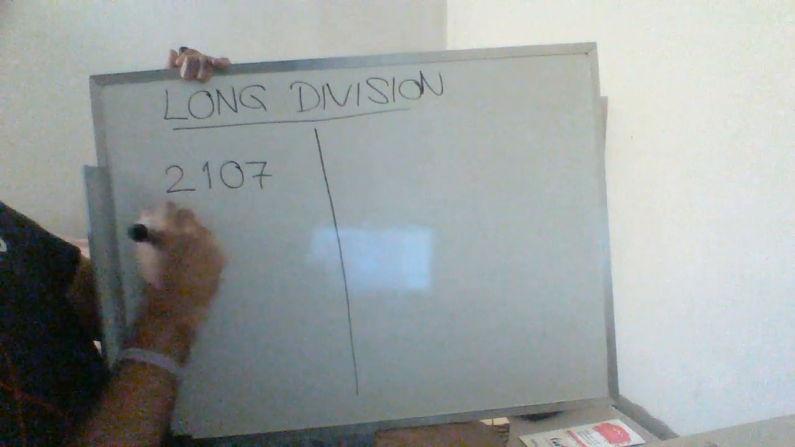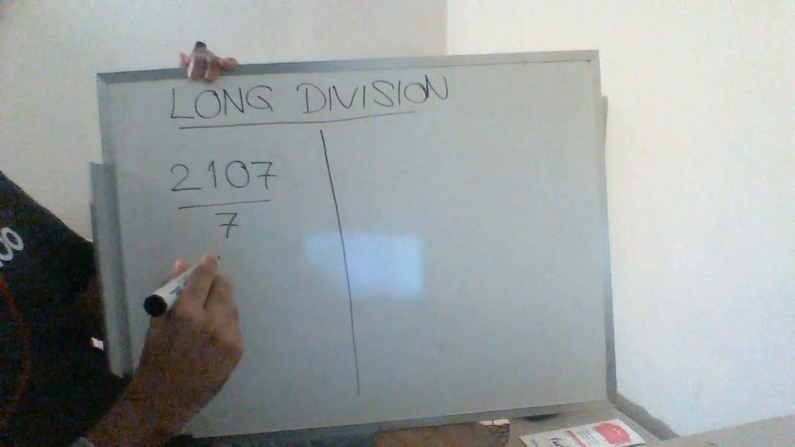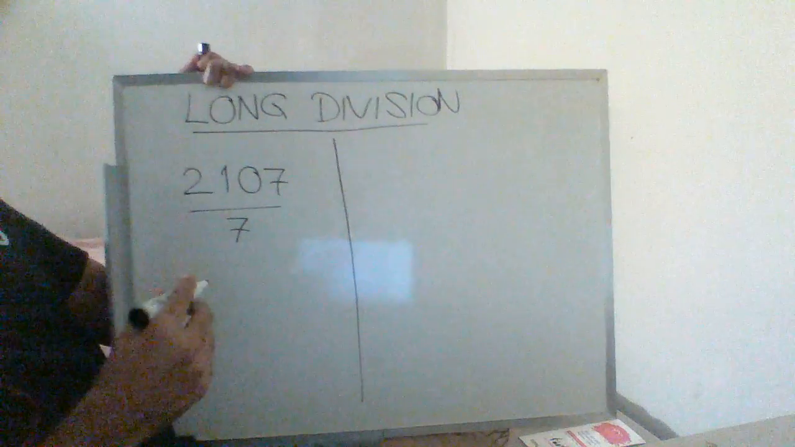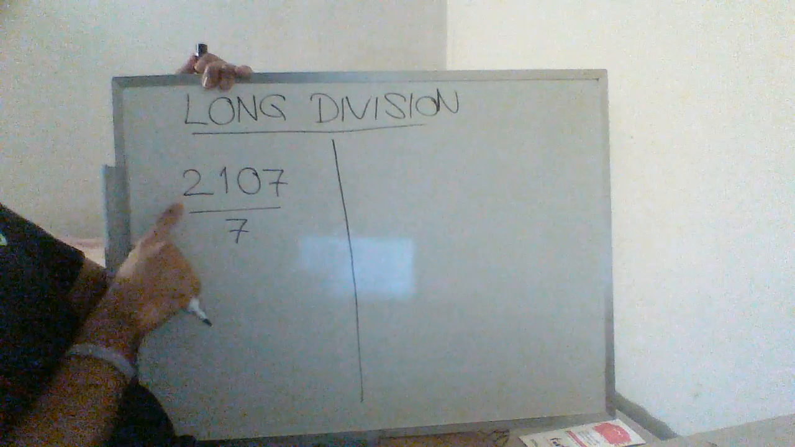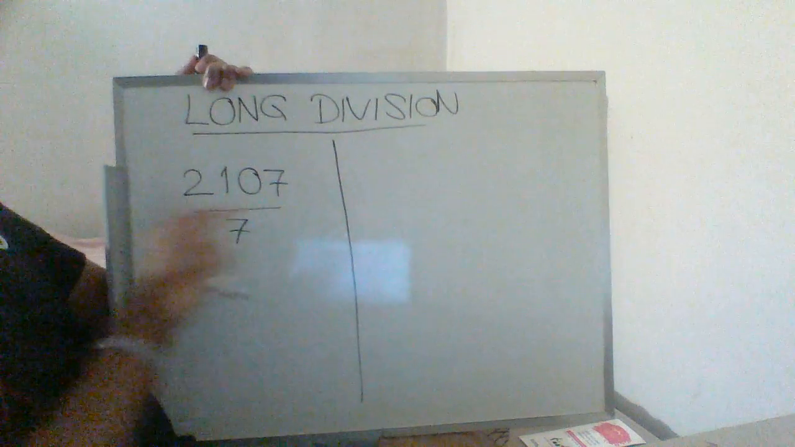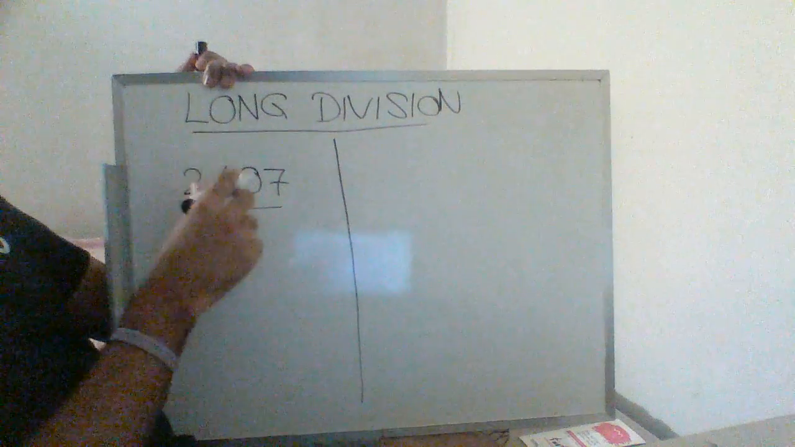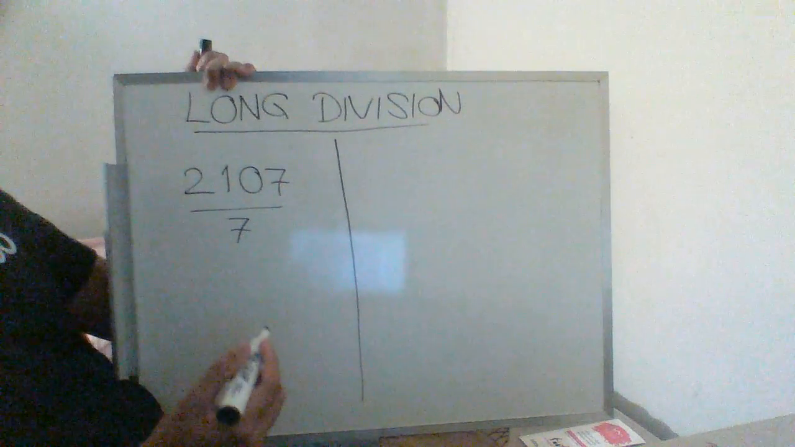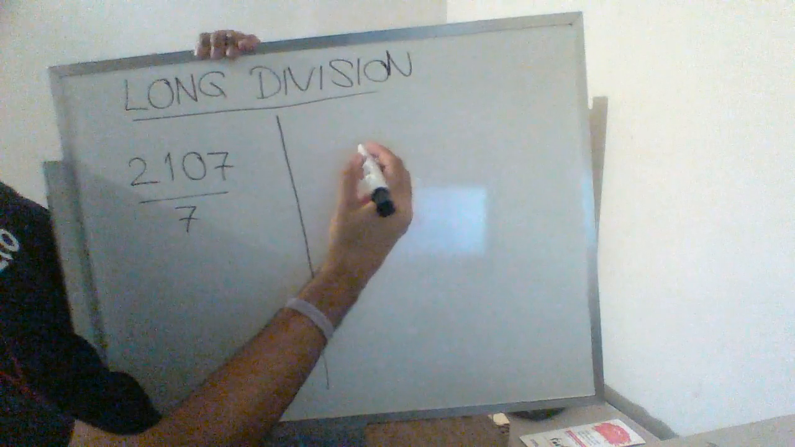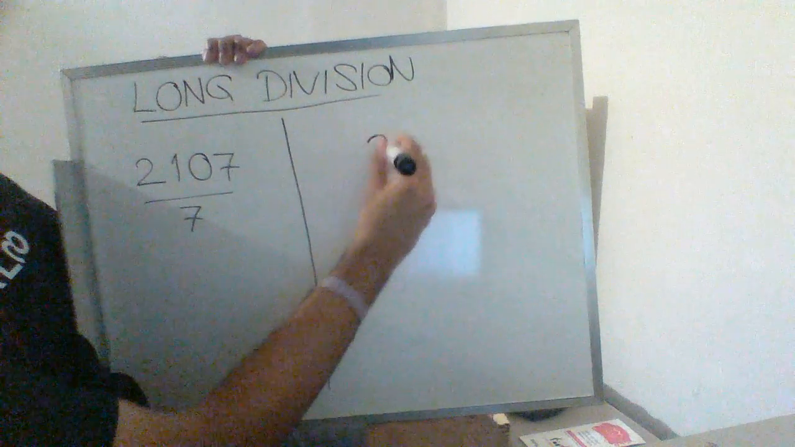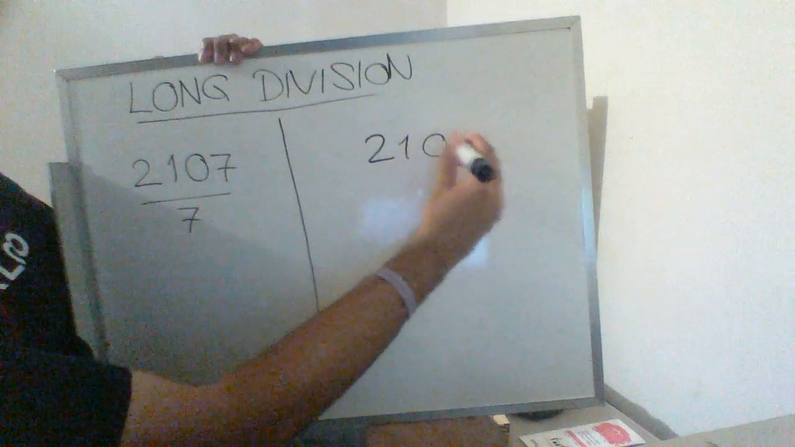I don't know why I've written it so far over here, but it's 2,107 divided by 7. This is another way that you could write division. I've written it as a fraction, but this line here means that you're dividing. So 2,107 divided by 7. So we'll zip through this one. It's going to make this video a smidge longer than I would have liked, but that's alright.